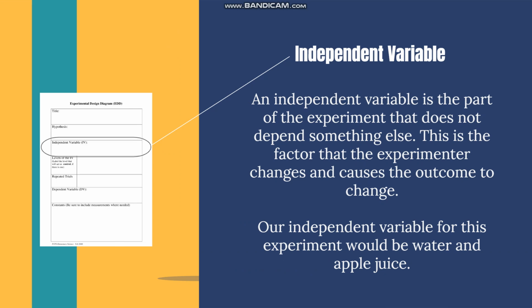To start off, an independent variable is the part of the experiment that does not depend on something else. This is the factor that the experimenter changes and causes the outcome to change. Our independent variable for this experiment will be water and apple juice.